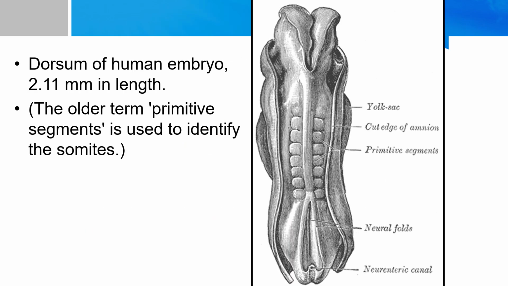In this picture you can see the somites on each side of the midline. The term used here is the older term, primitive segments, which was used to identify the somites. This is the dorsum of the human embryo, 2 mm in length. Now we will see a little detail about the somites.